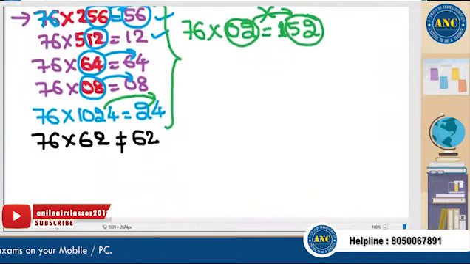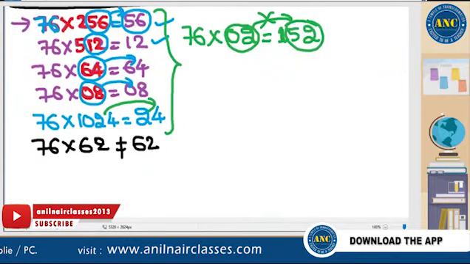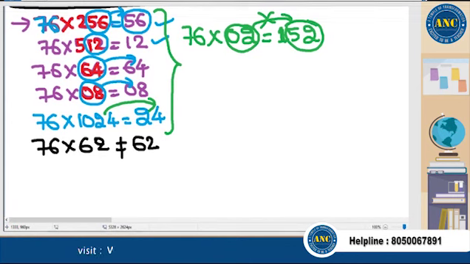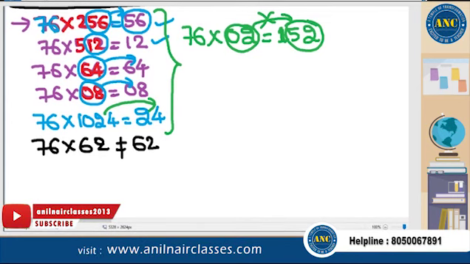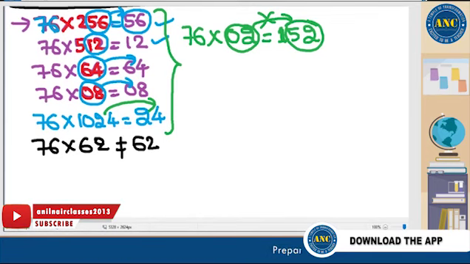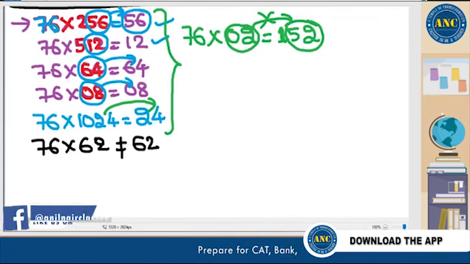Last key point is 76 multiplied with any power of 2. The last 2 digits in the answer is nothing but the last 2 digits in the power of 2. I hope it is clear. Last 2 digits in the power of 2.